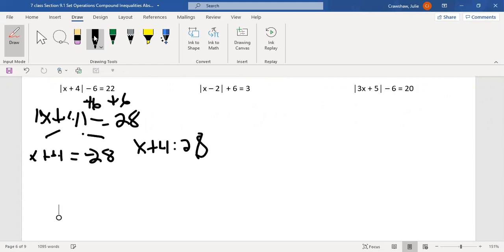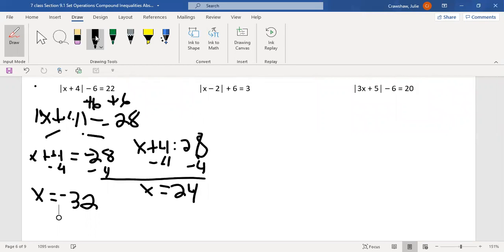So on the first one, I'm going to subtract my 4, and I get x equals negative 32. And then on the other one, I'm going to subtract my 4, and I get x equals positive 24. Those should have been your 2 answers.